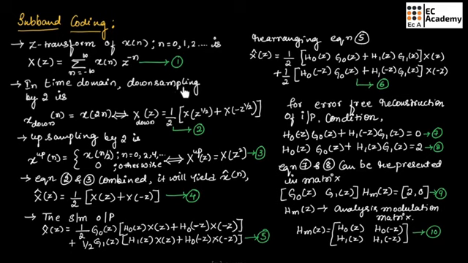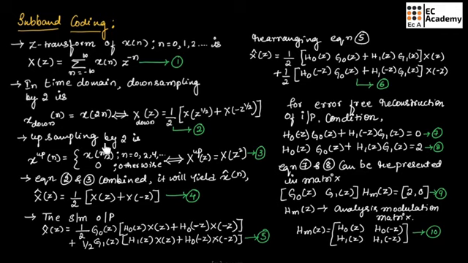In the time domain, downsampling is done by 2. That's why x down of n can be written as x of 2n. So the Z transform of x down of n can be written as x down of z, that is 1 by 2 into x of z to the power of 1 by 2 plus x of minus z to the power of 1 by 2.